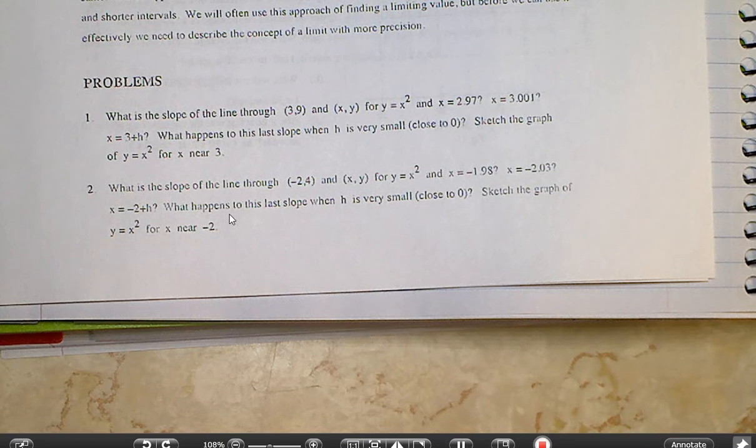Okay. So question number 2 is the same function, y equals x squared, but for a different value. You're using the point (-2, 4), and then you're going to substitute -1.98 in for x, find the y value, find the slope between those 2 points. -2.03 in for x, find the y value, find the slope between those 2 points. -2 plus h in for x, find the y value, slope between those 2 points. And then what happens to the slope when h is very small, close to 0? You don't have to sketch the graph. Okay? Kind of sorta? Alright.